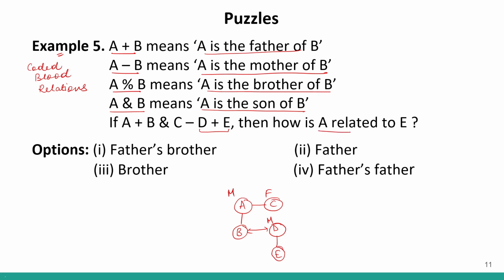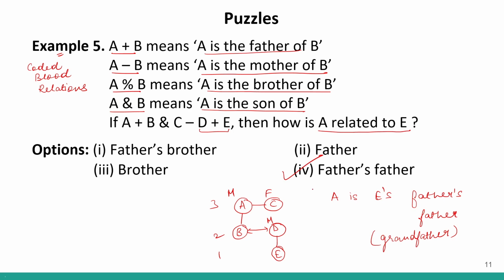We have to find out how A is related to E. So here I can clearly say that A is E's father's father, correct? Because he is the grandfather of E, correct? This is the third generation. So 1 generation, 2 generation, 3 generation. A comes in the third generation. Therefore, A is the grandfather of E. And grandfather means father's father. So my answer will be option number 4, father's father. Clear?